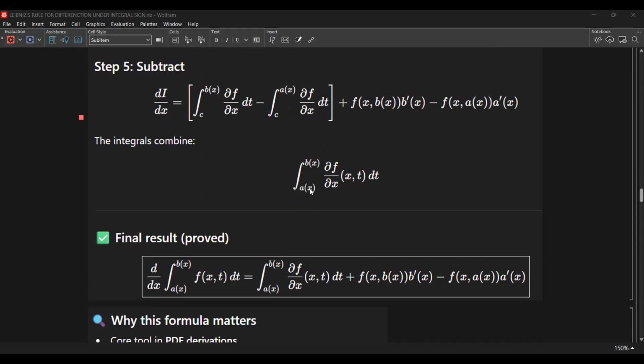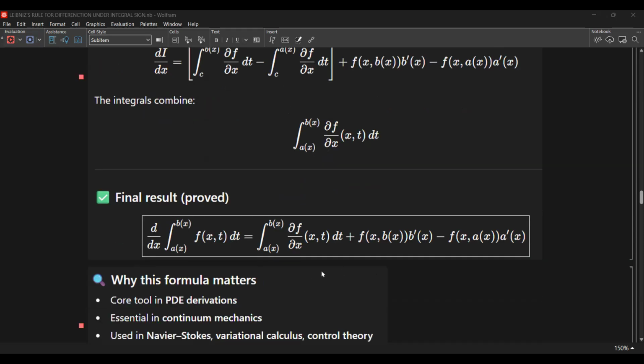This is equal to the integral from a of x to b of x. So this is equal to the partial of f with respect to x from a of x to b of x, then plus this one. So we have the final result here. So this is the final result.